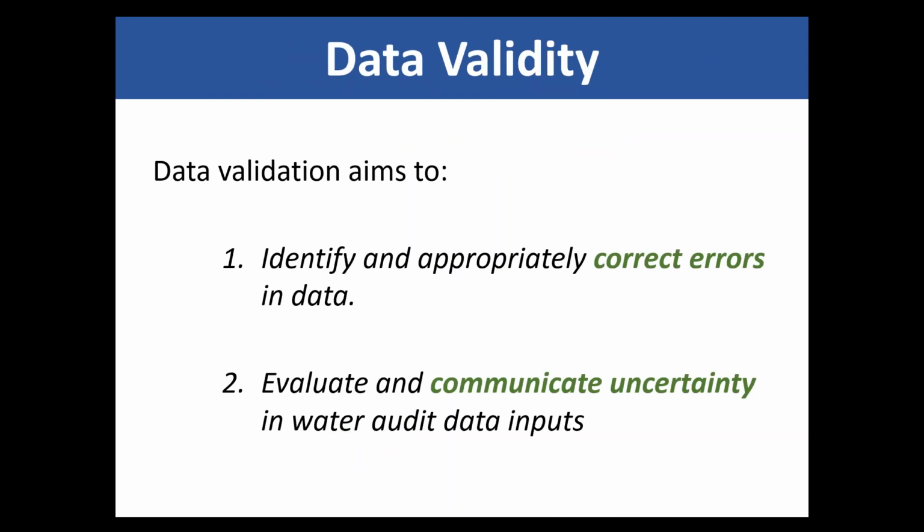So the process of data validation aims to do two things. First of all, find errors, and if we can find them, can we correct them? It may be that no correcting data exists. That's okay. We just want to document that. Data validation also communicates uncertainty. It's a chance to acknowledge that water auditing isn't a perfect process, and that the results are only as good as the data that supports them.